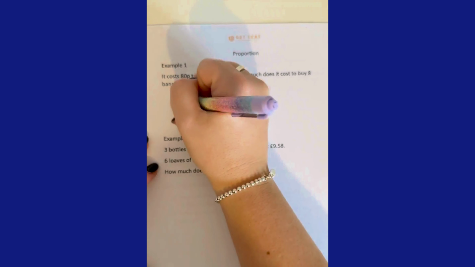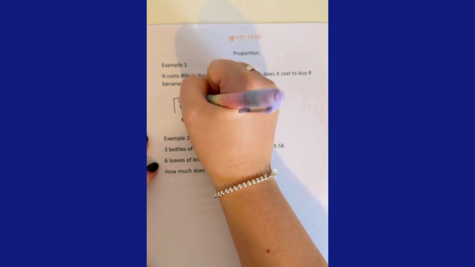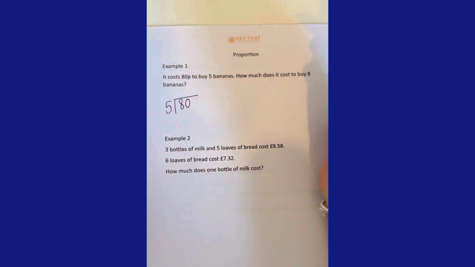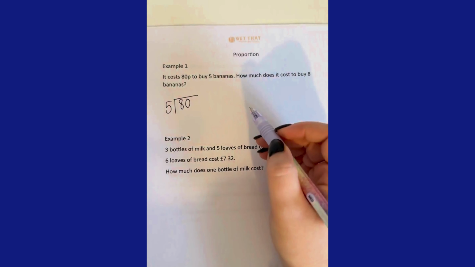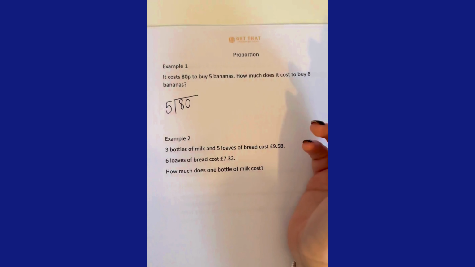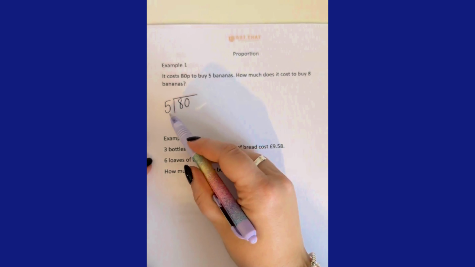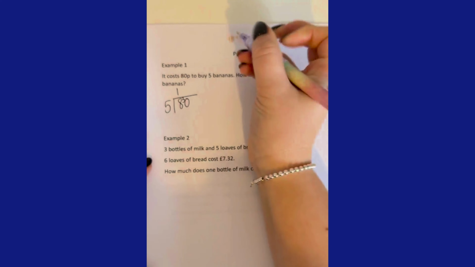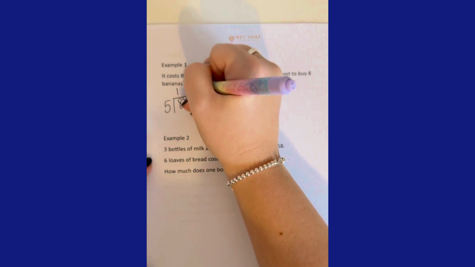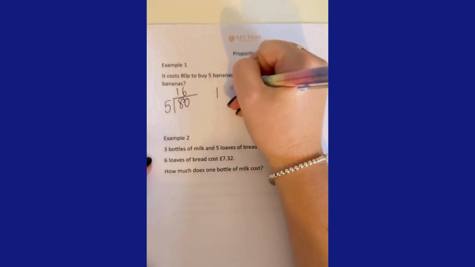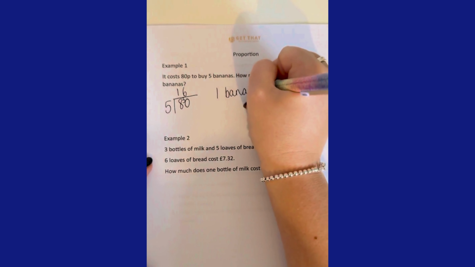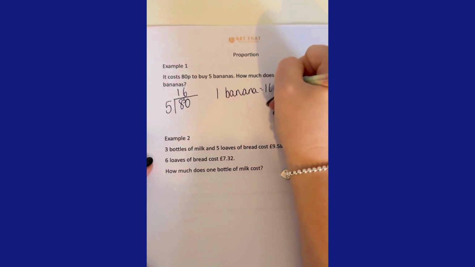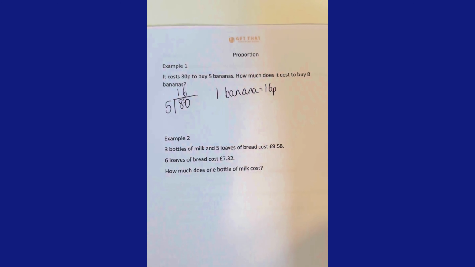So the first thing we're going to do is 80 divided by 5. What that's going to do is tell me the cost of 1 banana. Now this kind of question you're not going to get on a calculator paper because it's quite nice, easy numbers. So 8 divided by 5 goes in once, remainder 3, and then 8 into 30 go in 6 times. So 1 banana then is 16p.